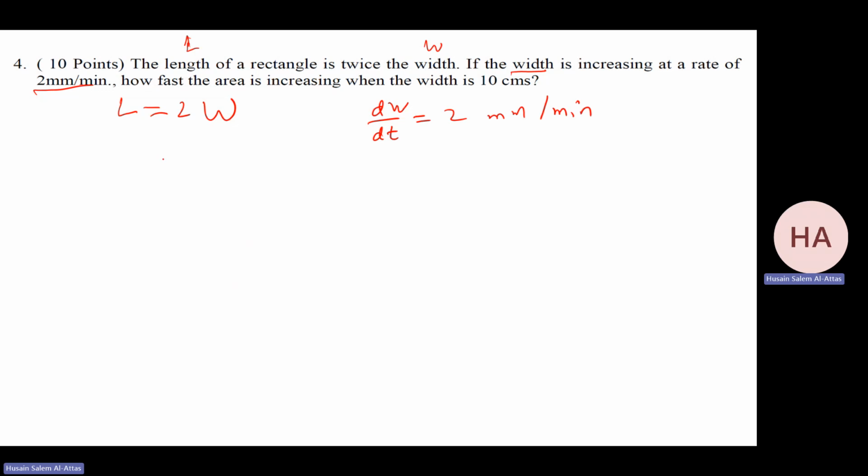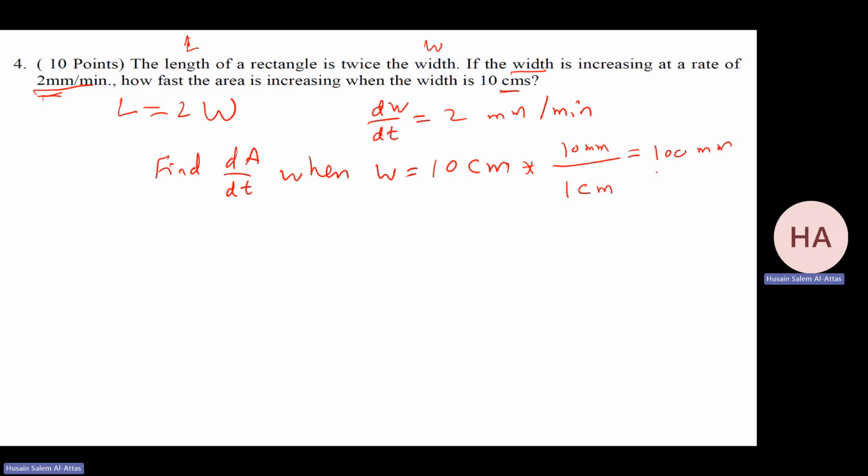What they want: find dA by dt when W is 10 centimeter. Please note, this is centimeter and this is millimeter, so I need to change this into millimeter. I know 1 centimeter is 10 millimeter, so that gives me 100 millimeter.